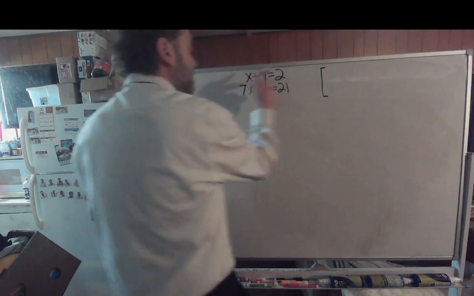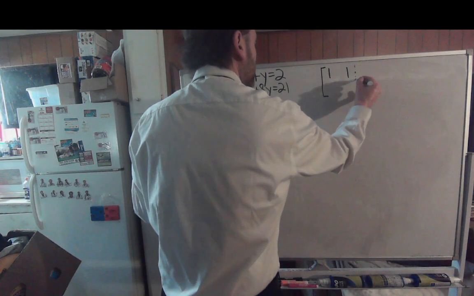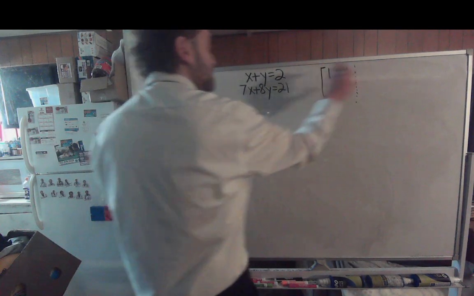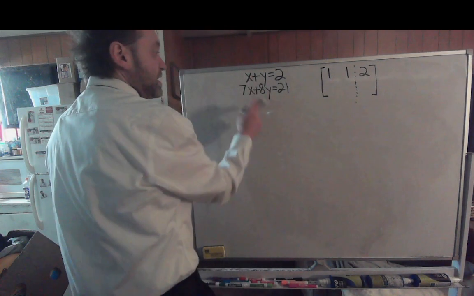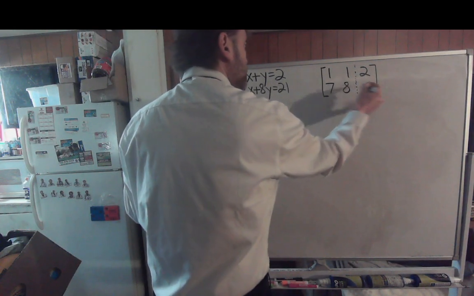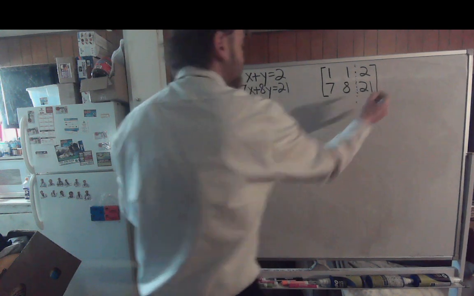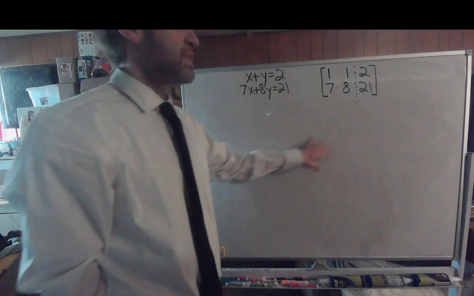First row, we have 1 on the x, 1 on the y. Then to the right of that augmented line, we'll put that 2. And then second row, you have 7 on the x, 8 on the y, and then you have 21 to the right of the augmented line. So there is the matrix that represents this system.